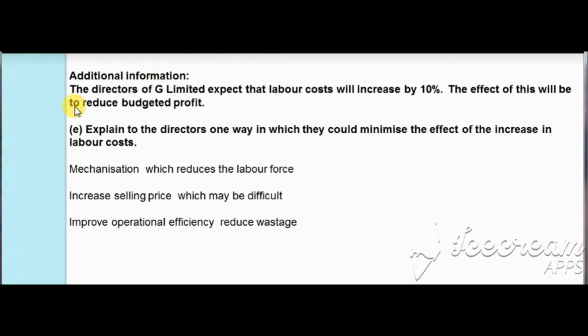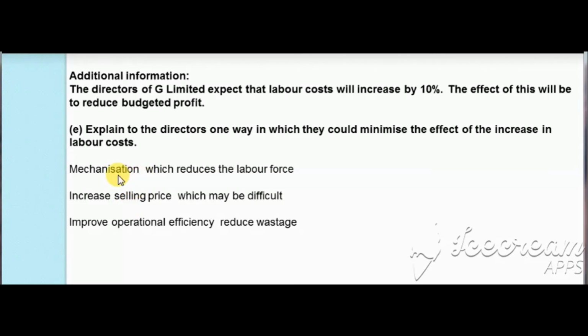Furthermore, additional information is provided. The directors of G Limited expected that the labor cost will increase by 10%. The effect of this will be to reduce the budgeted profit. In the last part of the question, we are asked to explain to the directors one way in which they could minimize the effect of increase in the labor cost. I have stated three methods here. You can state any one of these.